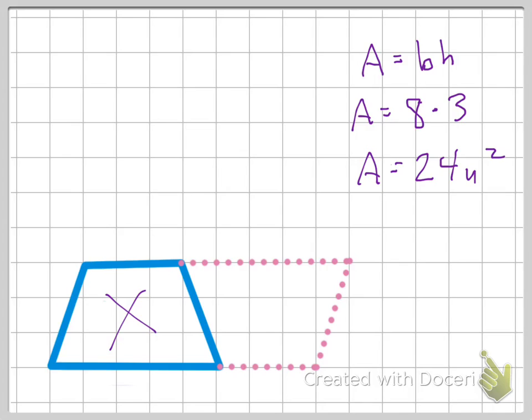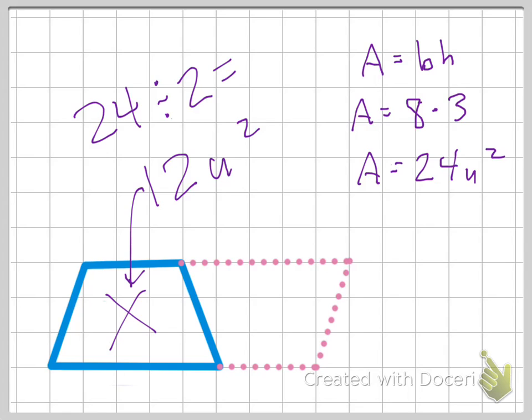So, 24 units squared is the area of the whole parallelogram. To find the area of just this one trapezoid, we're going to cut it in half, because as you can see, this original trapezoid plus its upside down twin are equal in area. So if we cut that 24 in half, or divide it by 2, we're going to find that the area of just this trapezoid is going to be 12 units squared. That's the area of the trapezoid. I'm going to show you another example just like it.